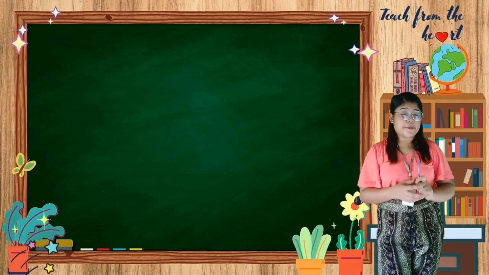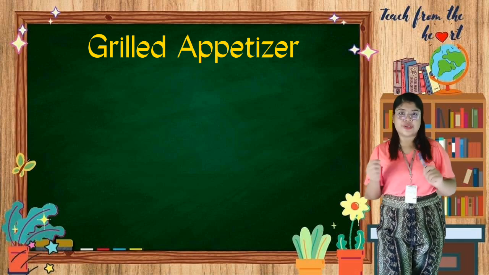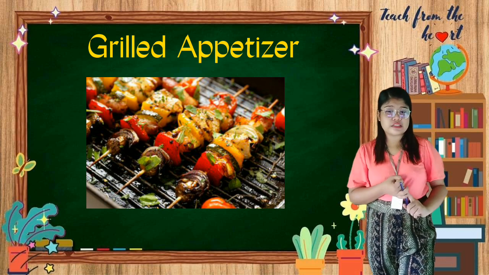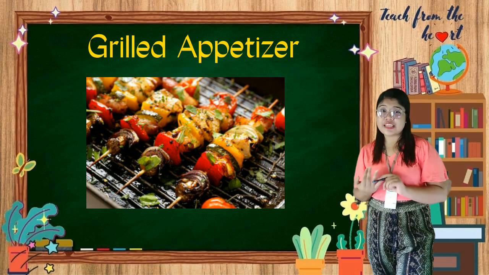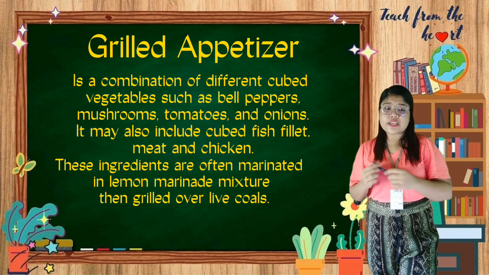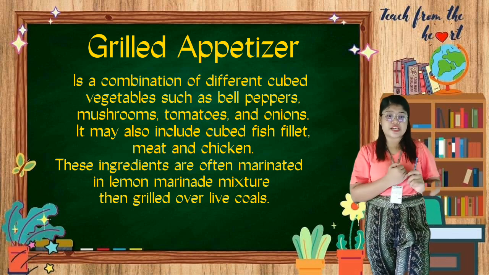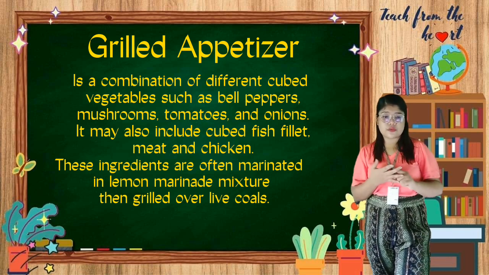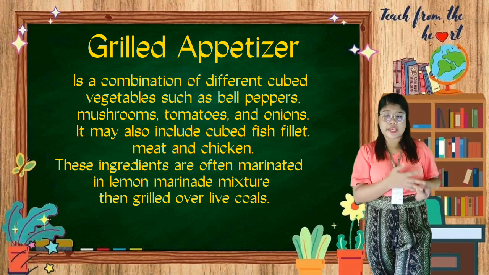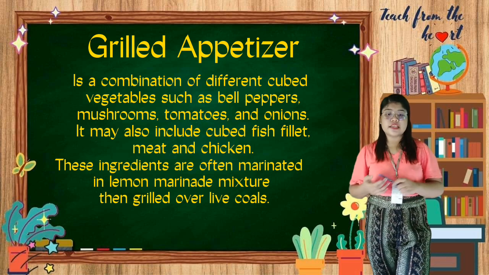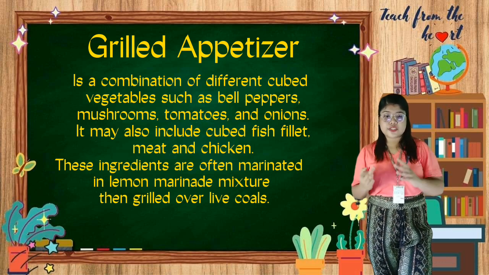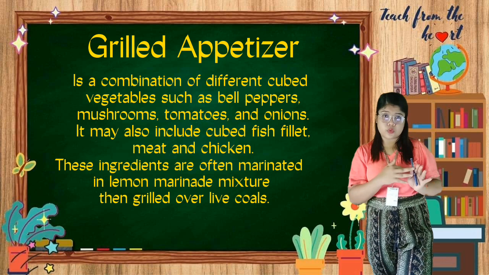Okay, class. The next appetizer is grilled appetizer. Yes. So we are done discussing the steam appetizer and deep fried appetizer, and now we have grilled appetizer. So grilled appetizer is a combination of different cubed vegetables such as bell peppers, mushrooms, tomatoes, and onions. It may also include cubed fish fillet, meat, and chicken. These ingredients are often marinated in a lemon marinade mixture, then grilled over live coals.